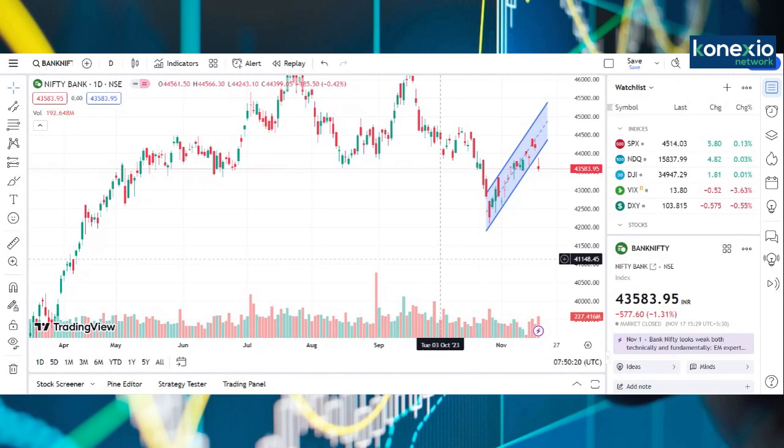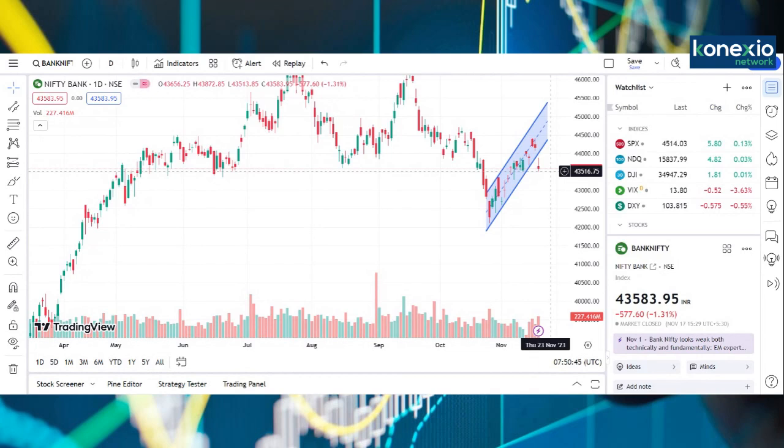You can clearly see the rising channel is also being breached, and Bank Nifty has closed way below the breakout level on the downside. So Bank Nifty seems to be slightly weak, but it has taken a pause near the multiple support area of 43,500 at this juncture. On the daily charts, Bank Nifty has formed an inverted hammer with a long shadow.